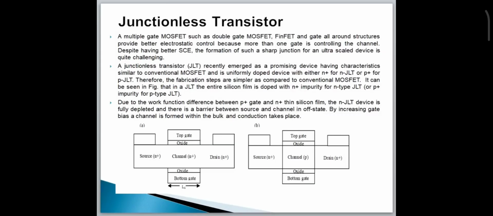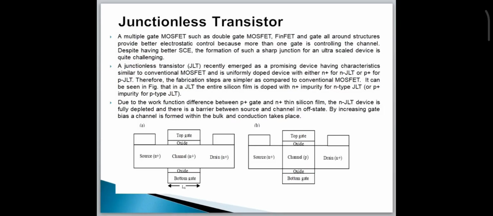It can be seen in the figure that in a junctionless transistor, the entire substrate is a silicon film doped with N plus impurity for N-type GLT. N plus doping is almost 10 raised to power 19 per centimeter cube. But in case of a doped semiconductor, the source has a different doping of about 10 raised to 20, the channel has a different doping around 10 raised to 15 or 16, and the drain has doping around 1E19 or 5E18 per centimeter cube.